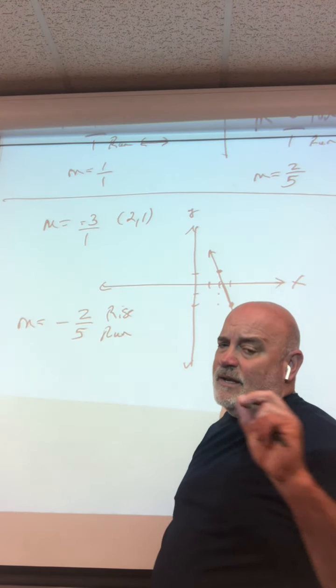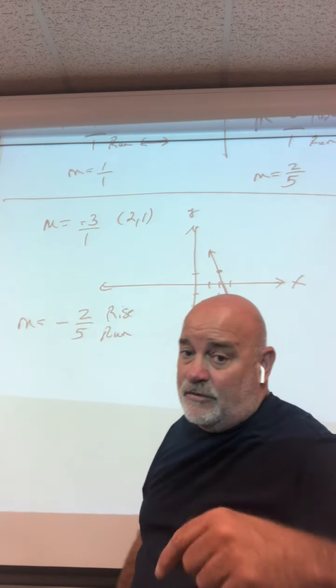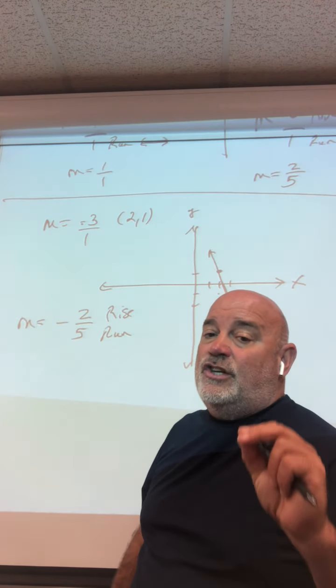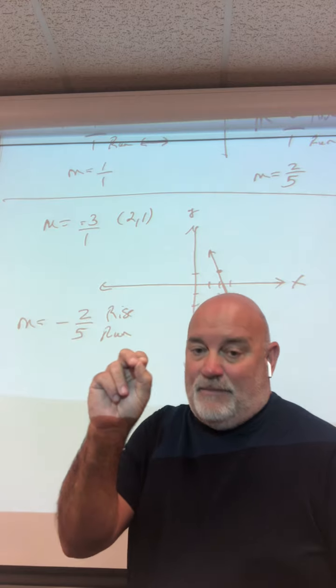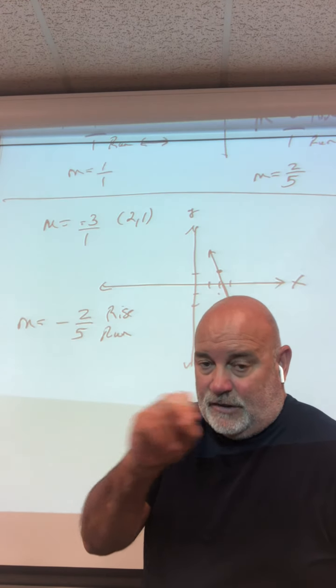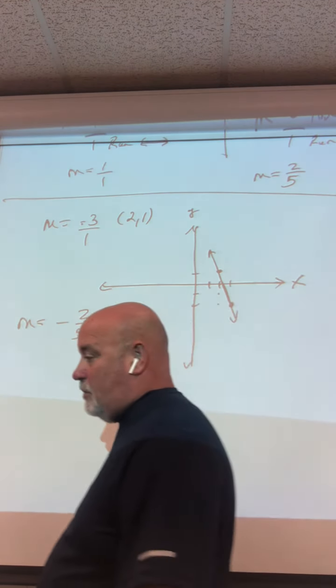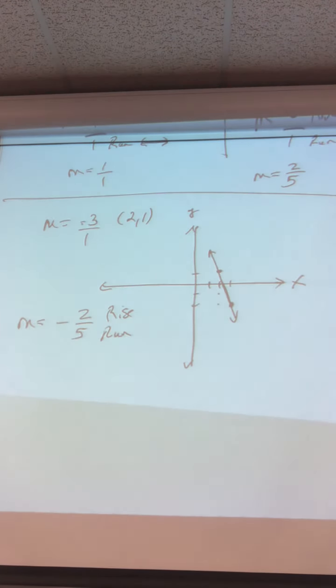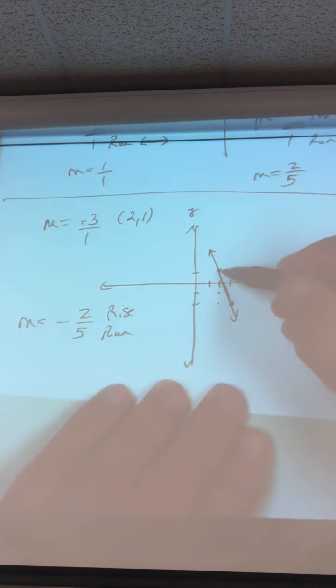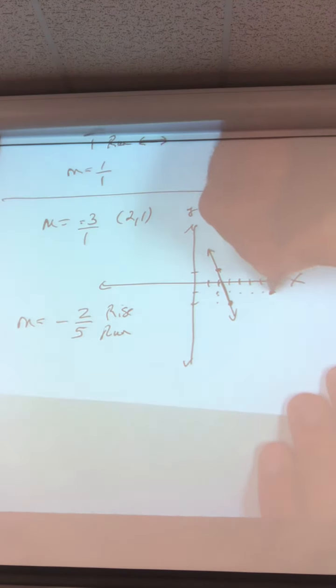And if you notice, and I meant to say this a while ago, when I go down 2 and right 5, I always do it from the point that I'm given. So go down 2 and right 5 from the original point. So if I come back to right here and go down 2, 1, 2, and then I got to go over, down 2, and over 1, 2, 3, 4, 5. And then draw my line.